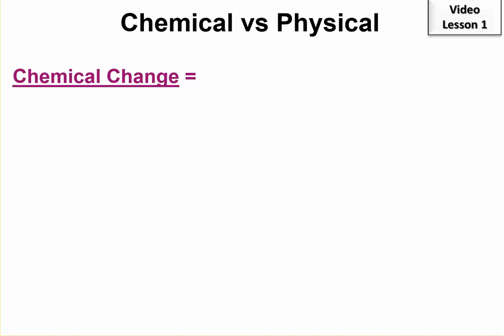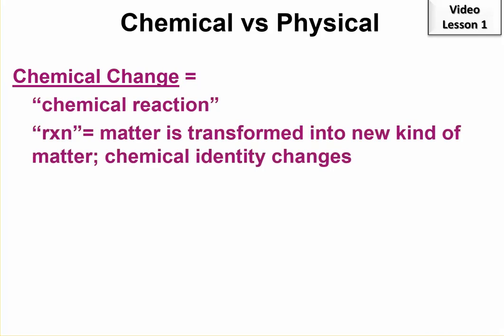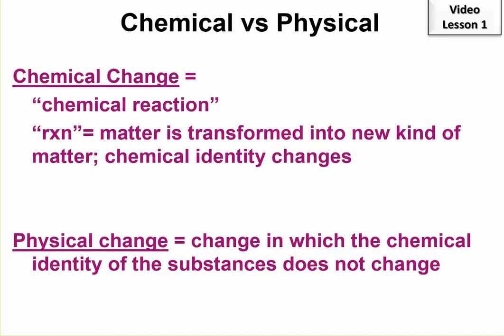Let's talk about the difference between chemical and physical changes. Chemical changes involve the change in the substance identity. Remember, we call these also chemical reactions. Physical changes, the substance keeps its identity. Let's list some of each of these.